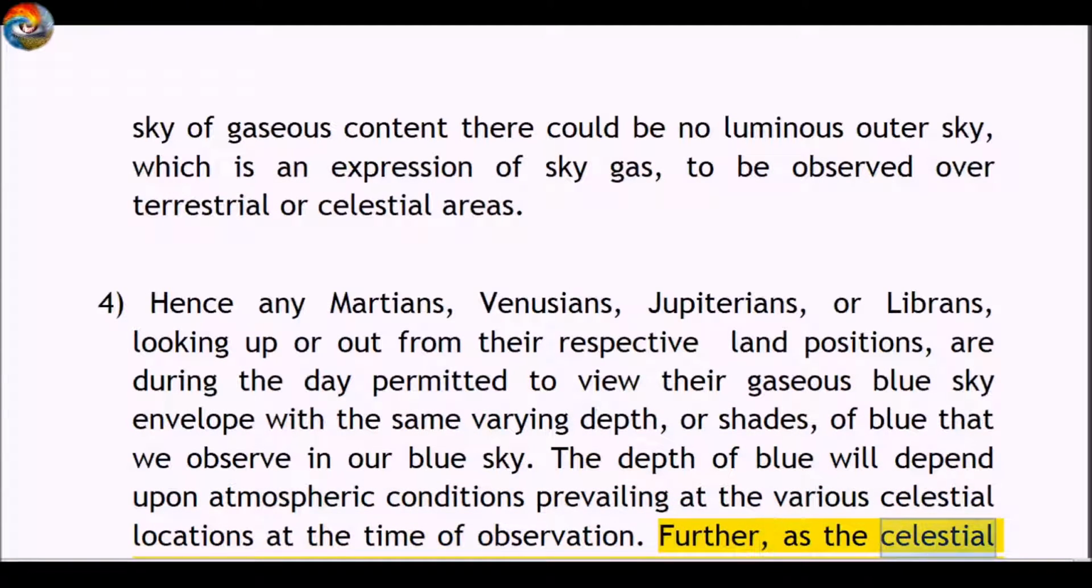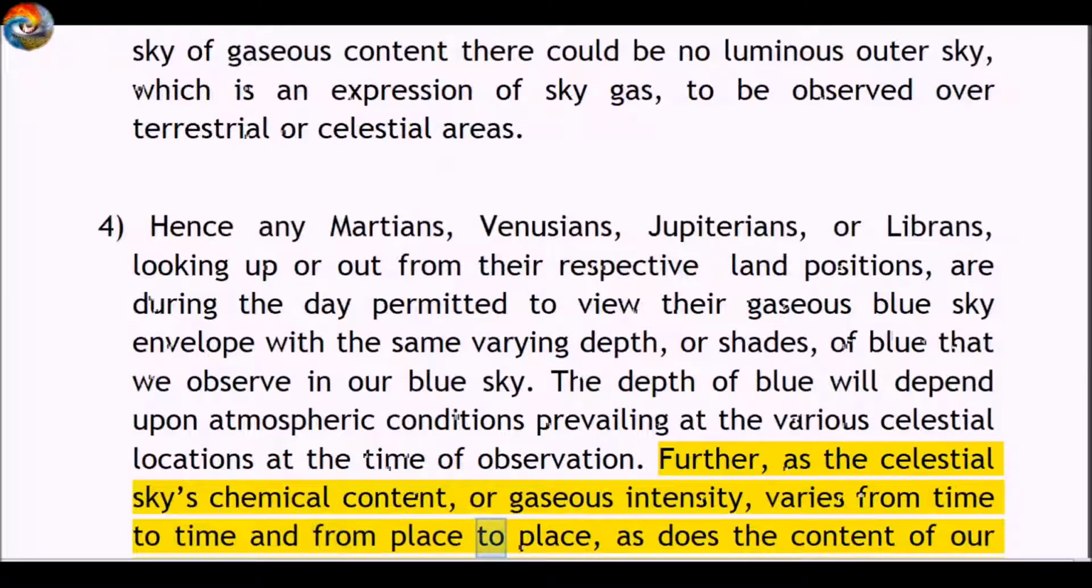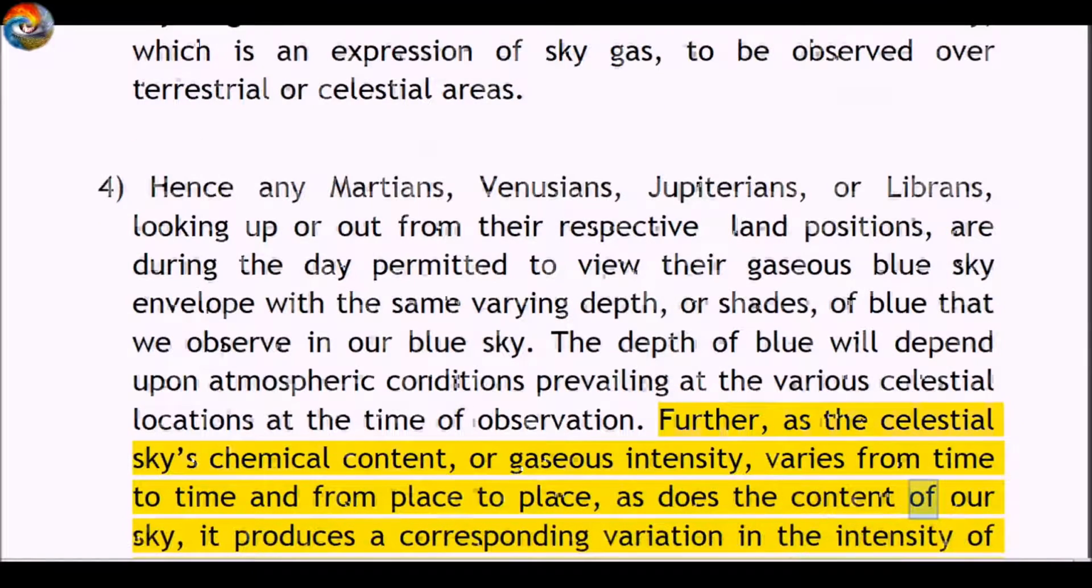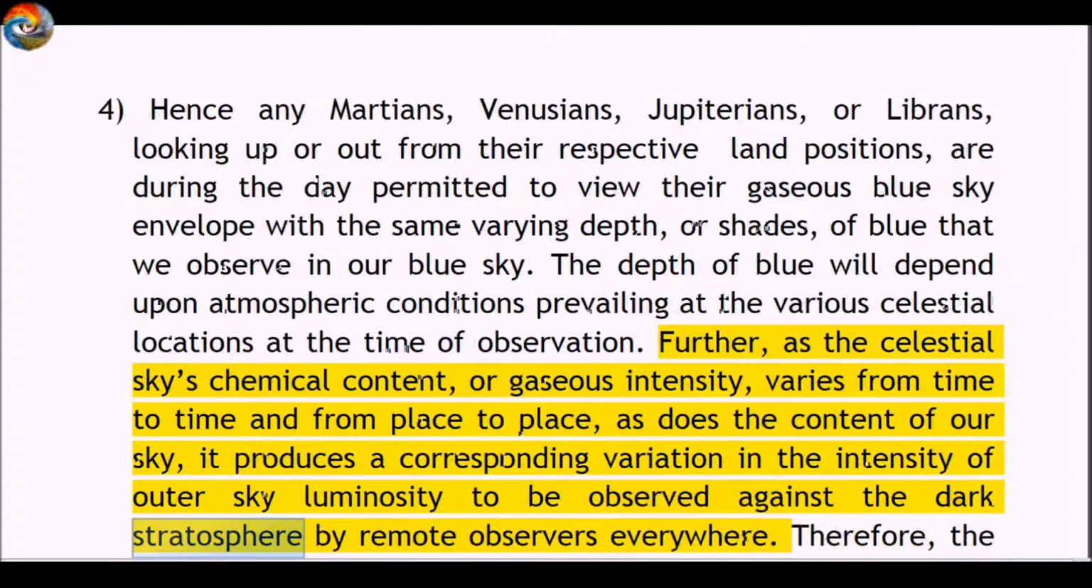Further, as the celestial sky's chemical content, or gaseous intensity, varies from time to time and from place to place, as does the content of our sky, it produces a corresponding variation in the intensity of outer sky luminosity to be observed against the dark stratosphere by remote observers everywhere.